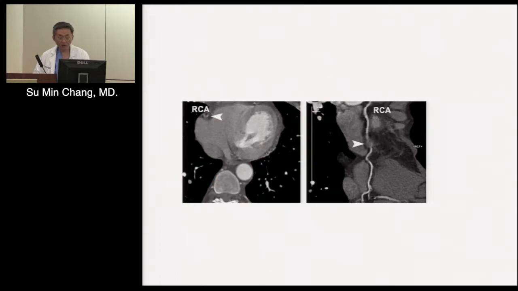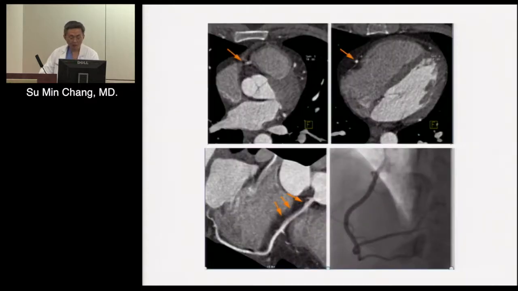So not all the segments move at the same time. As you can see in this example, the mid RCA, usually close to the crux, is where it moves the most and suffers the most from the motion. Okay, so this is another example, just a different cardiac cycle. The RCA goes from pretty much uninterpretable to perfectly interpretable.